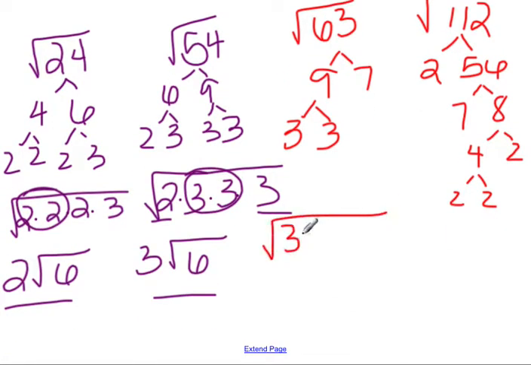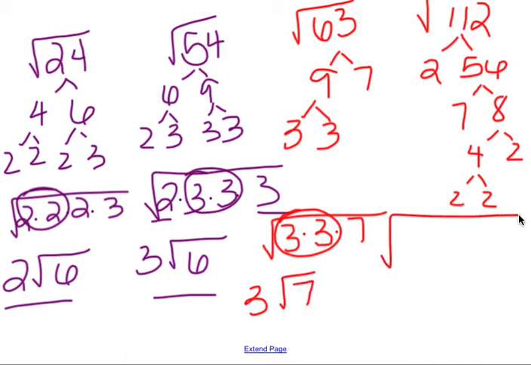So let's write out our 63 radical. So we're going to have 3 times 3 times 7. So I'm going to be able to take out a pair of 3's on that one. And then I'm left with 7 underneath the radical. Let's take a look at breaking down 112.